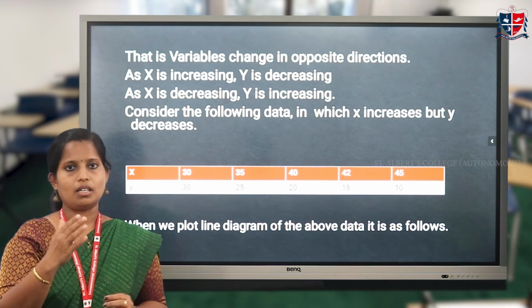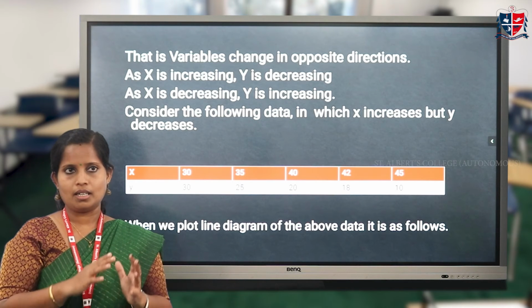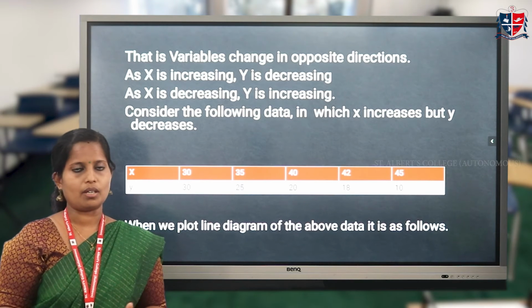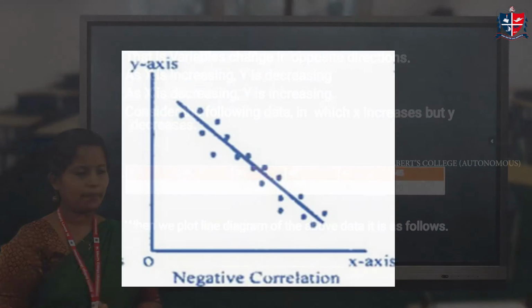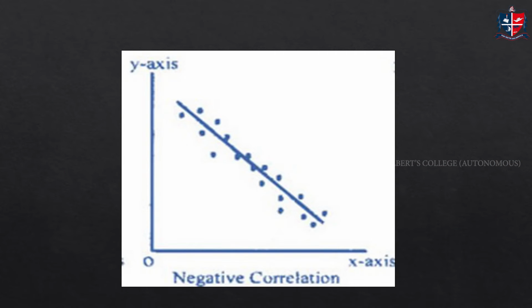If we plot negatively correlated data on graph paper, we can see a downward pattern. So this is a graph showing negative correlation. Here we can see that all the points are moving downward. If we try to fit a straight line in between these points, we can see that it is moving downward. So this is actually negative correlation.